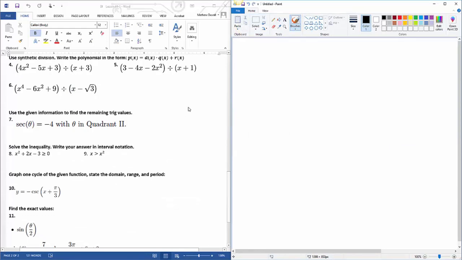Number 7, it says use the given information to find the remaining trig values. So it says secant of theta equals negative 4 in quadrant 2. So here's quadrant 2. Secant is negative. If cosine is adjacent over hypotenuse, secant is hypotenuse over adjacent. So this is hypotenuse over adjacent. And it wants us to find the remaining trig values, so we're going to have to use the, not quadratic, sorry, Pythagorean theorem. And so now I can do sine as opposite over hypotenuse, tangent as opposite over adjacent, and find all the remaining ones.